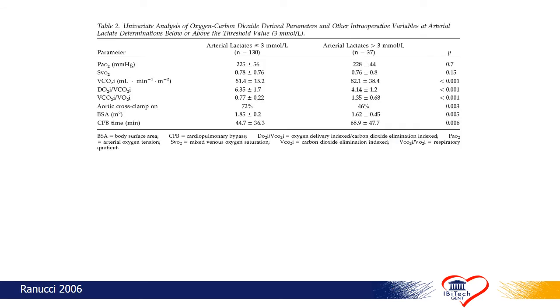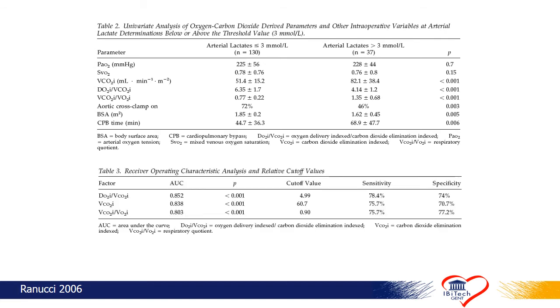And Marco Ranucci brought all this back together, and he found out that if you use several of these parameters, probably the best parameter to detect the anaerobic metabolism was the ratio of the oxygen delivered divided by the carbon dioxide produced, and this indexed to the body surface area of a given patient. And the critical value he obtained was about 5.